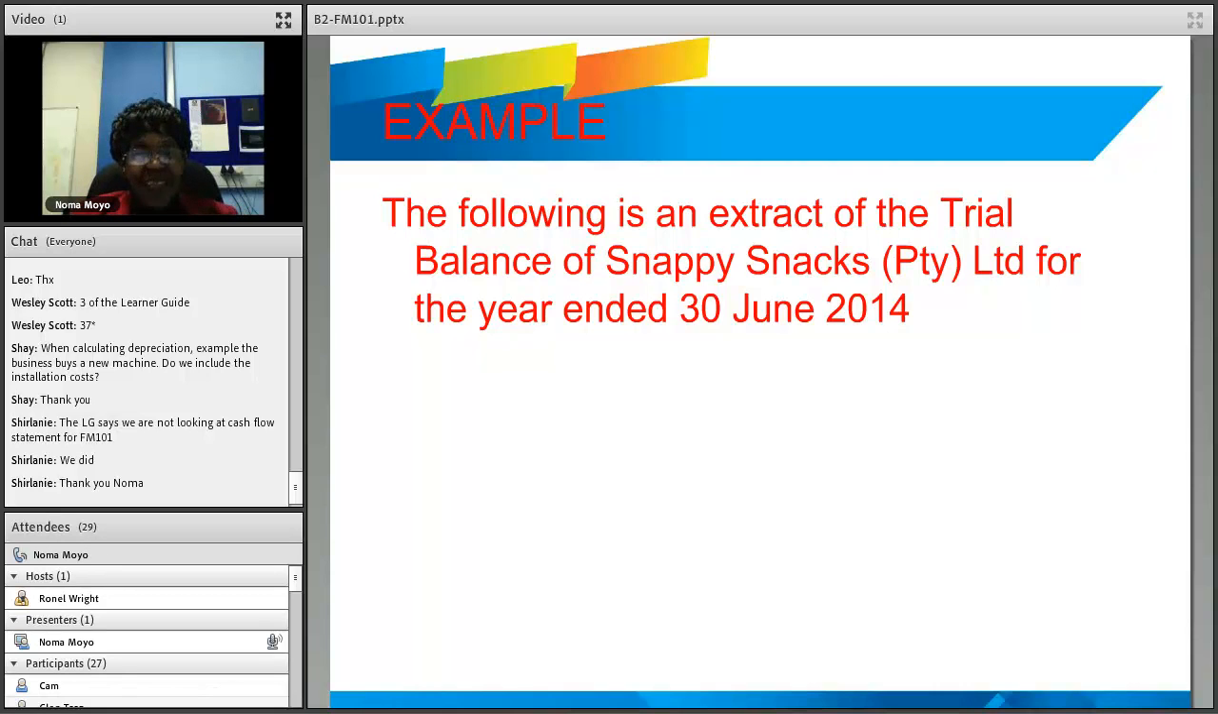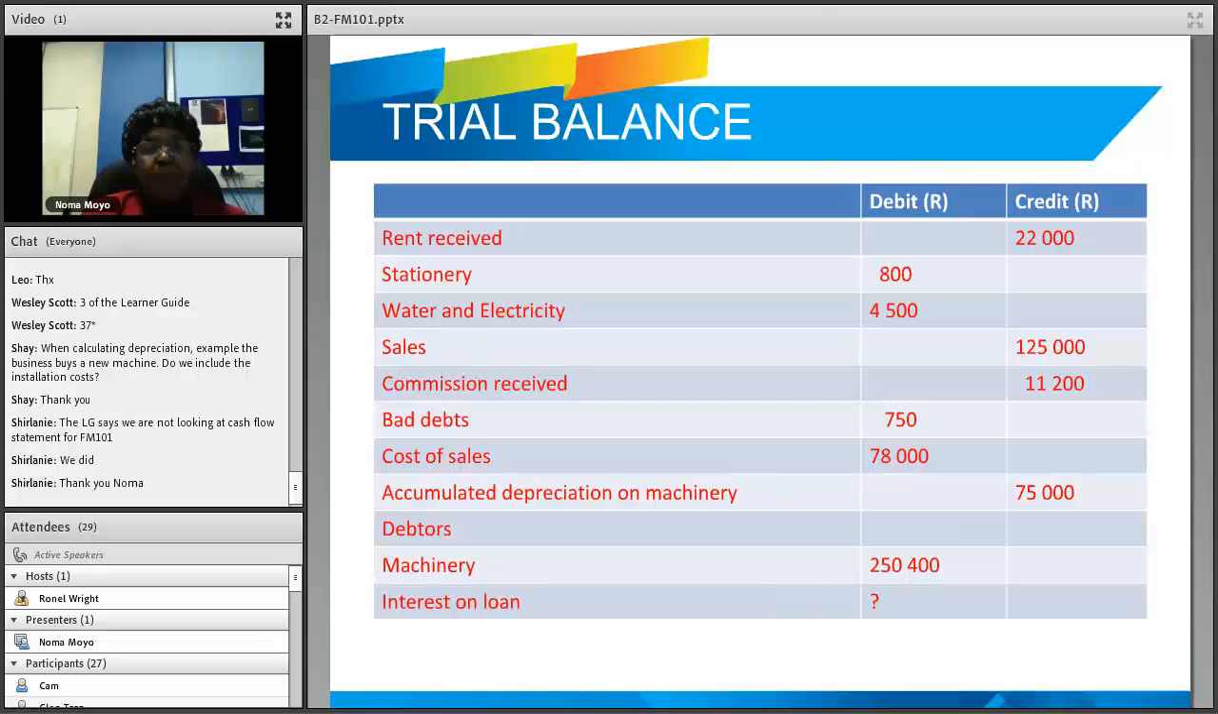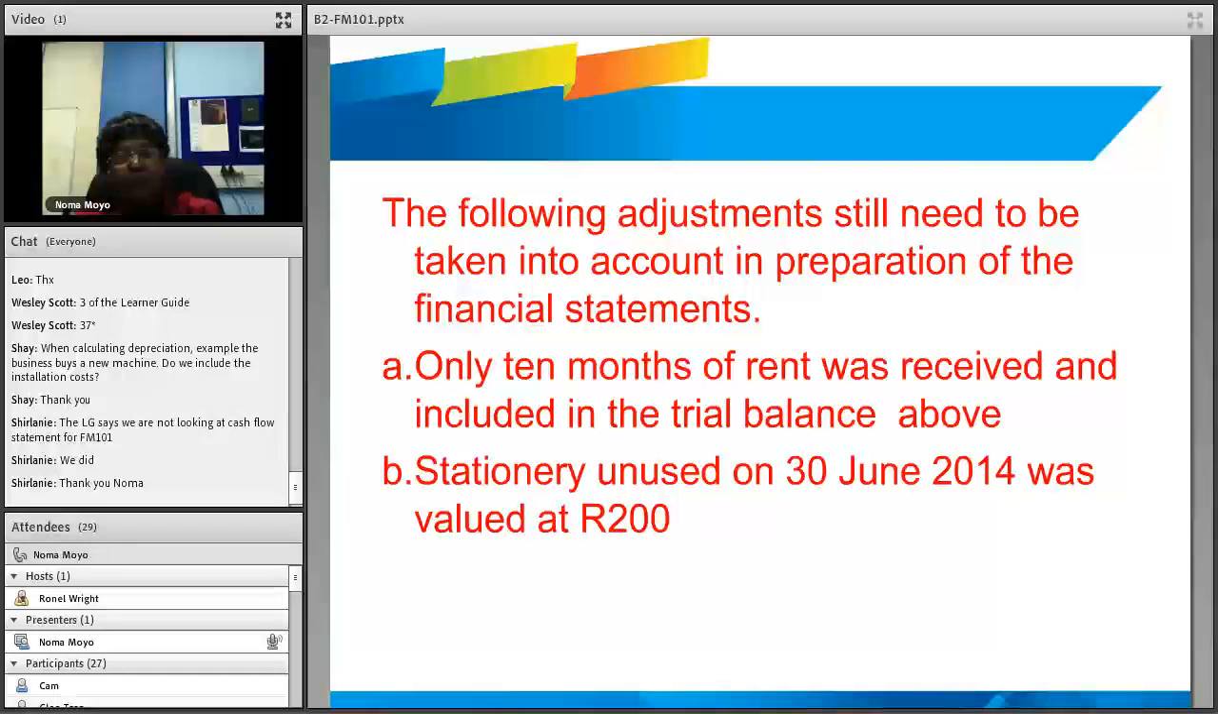Now, the following is an extract of the trial balance of Snappy Snacks Pty Limited for the year ended 30 June 2014. Look at this trial balance. Income, all incomes, you note that they are on the credit side. All expenses are on the debit side. Assets are on the debit side. Liabilities will be on the credit side. That's the trial balance that you have been given. I'll be going forward and backward so that you understand what we are doing.